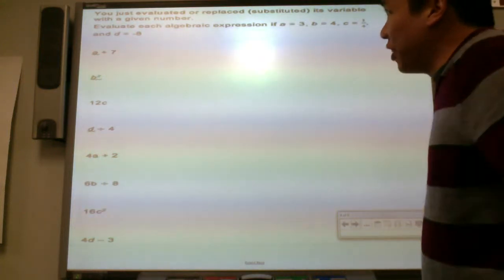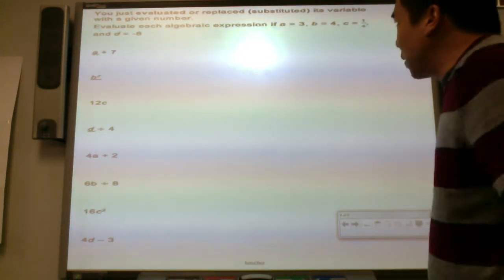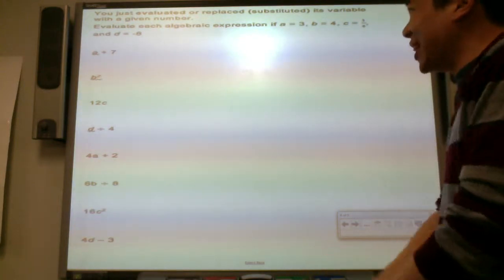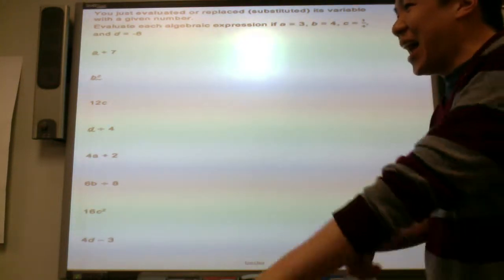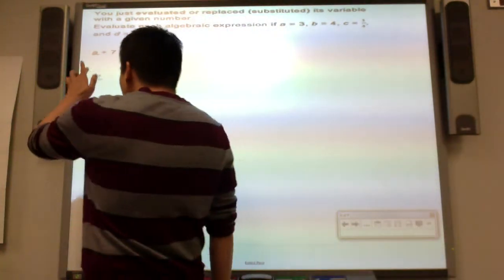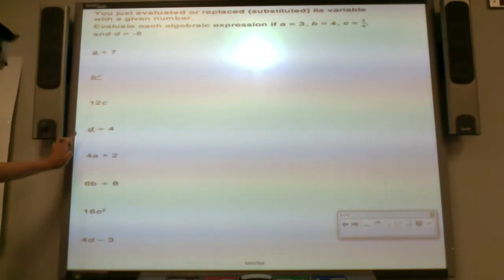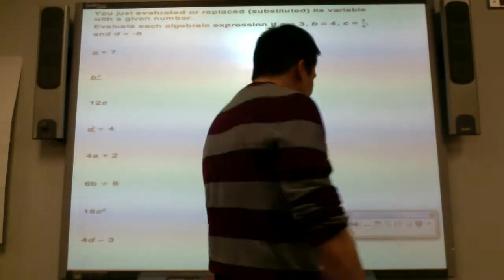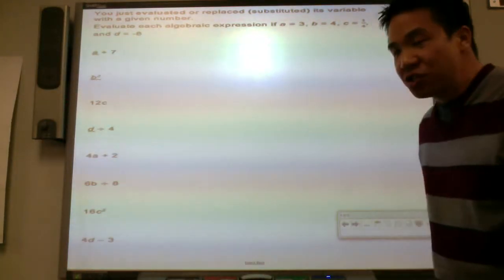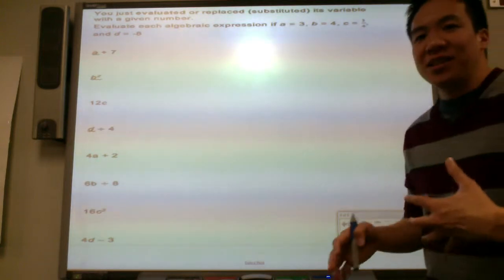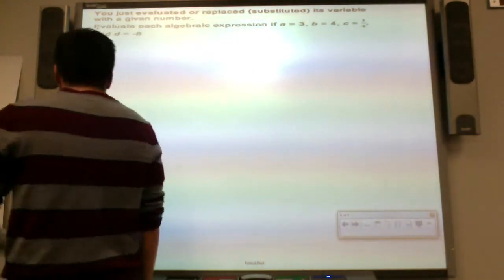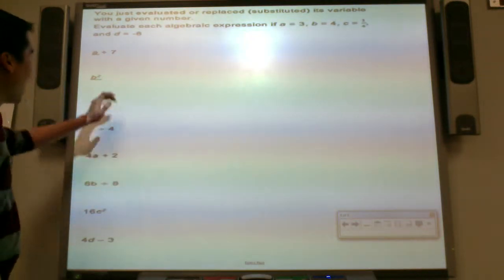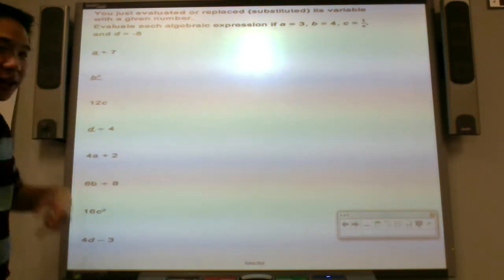So evaluate each algebraic expression if a equals 3, b equals 4, c equals 1/4, and d equals -8. So I'm going to substitute each letter with one of these 4 numbers. We're going to evaluate it, substitute it, replace it. It all means the same thing. Again, these are all algebraic expressions. What makes an algebraic expression? A variable, operation, and a number.